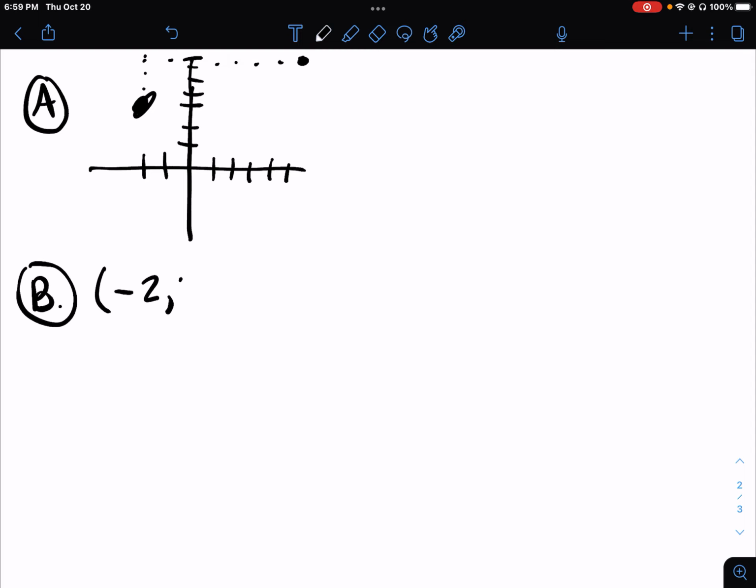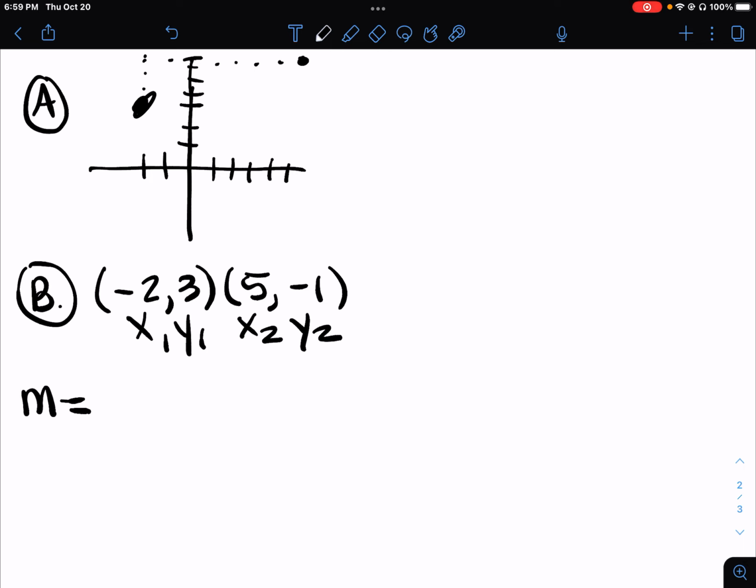Example B. -2, 3, and 5, -1. We always call these x1, y1, x2, y2. The slope here would be -1 minus 3 over x2 is 5, subtract x1 is -2. That becomes plus, so that's -4 over 7.